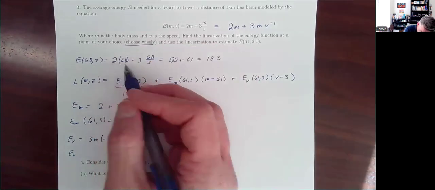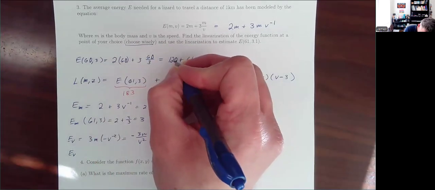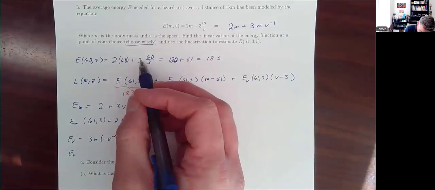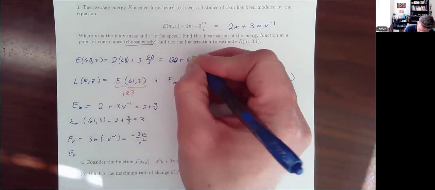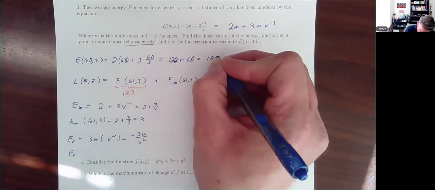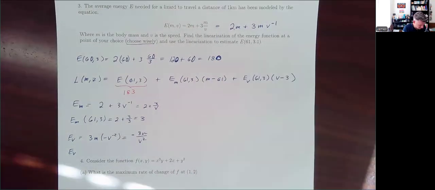So 2 times 60 is 120. And 3 times 60 divided by 3 is 3 times 20, which is still 60, or just the 3's cancel. I can be smarter about that. That's going to be 180. My notes over here.